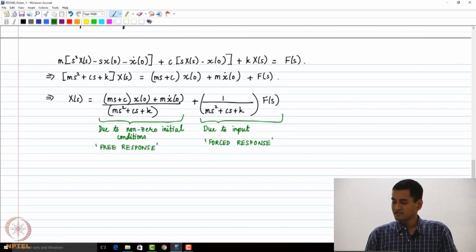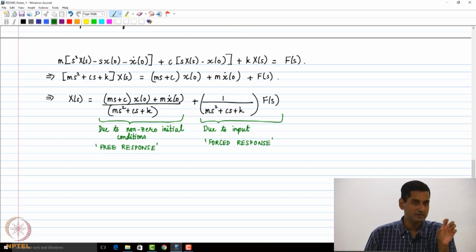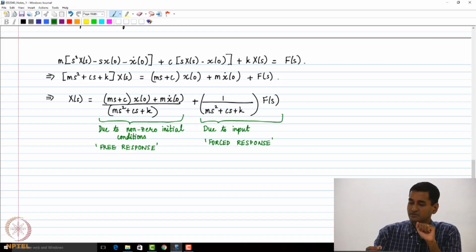So you see that in the class of systems that we are considering, we are going to have these two components to the output, right? One due to non-zero initial conditions, one due to the input that is provided to the system. Now let's go further.